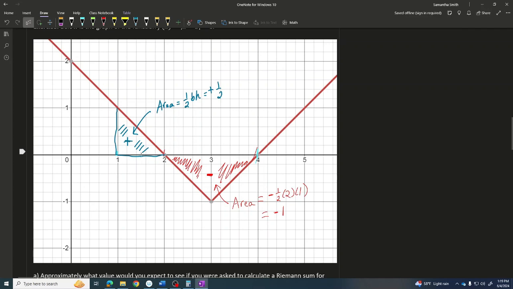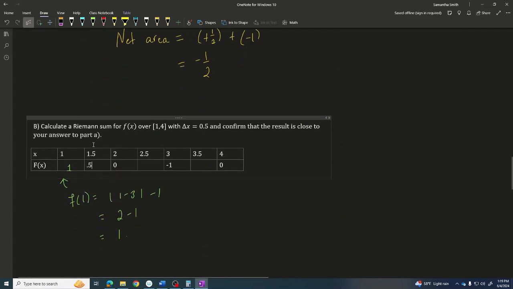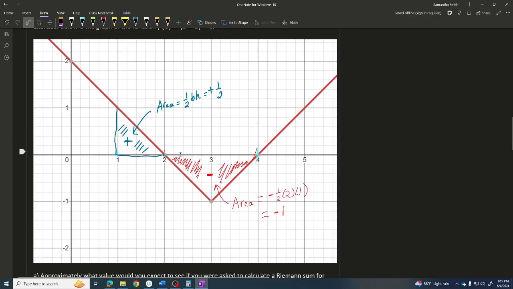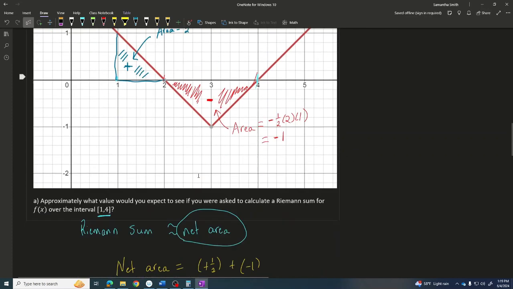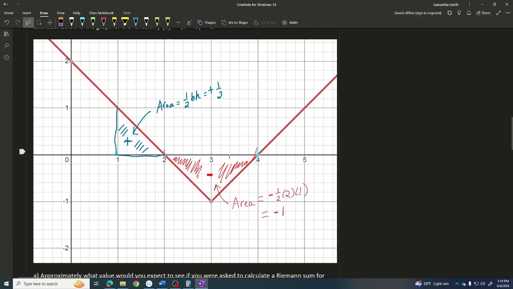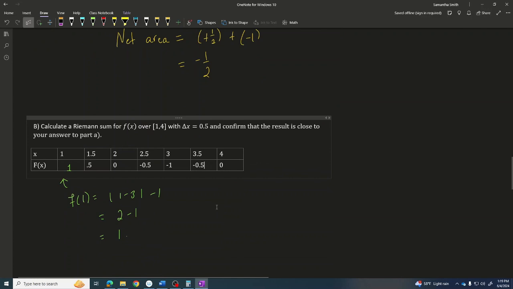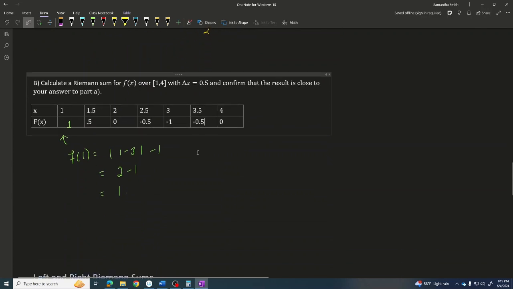1.5 looks like 0.5. 2.5 looks like negative 0.5. 3.5 looks like negative 0.5 again. So using either the formula or using the graph, we have now filled in the blanks in this table. Do you remember what our next step is toward using a Riemann sum to do this calculation?